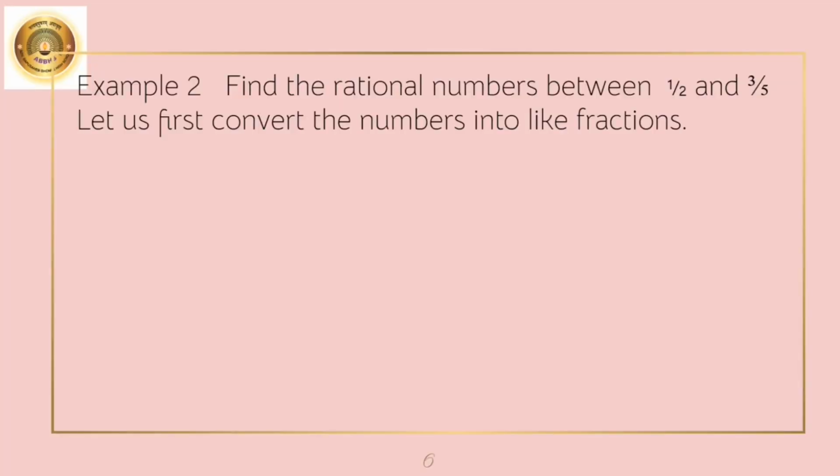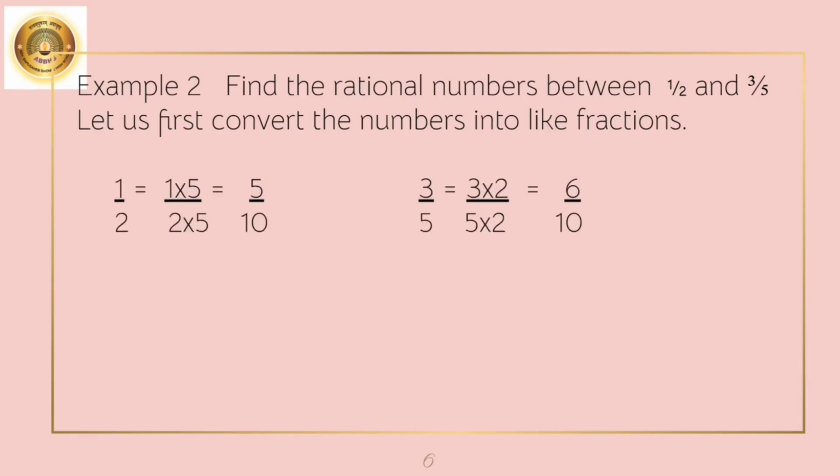Now let's see another method to find rational numbers between two given rational numbers. Now you know that you can mark rational numbers on the number line. So by finding the midpoint of the segment joining the 2 points, we can find a number between the two given points. Let's do this using an example. The question is, find the rational numbers between 1/2 and 3/5. So first let us convert them into like fractions, means fractions with same denominator. So 1/2 is converted as 5/10 and 3/5 is converted as 6/10.